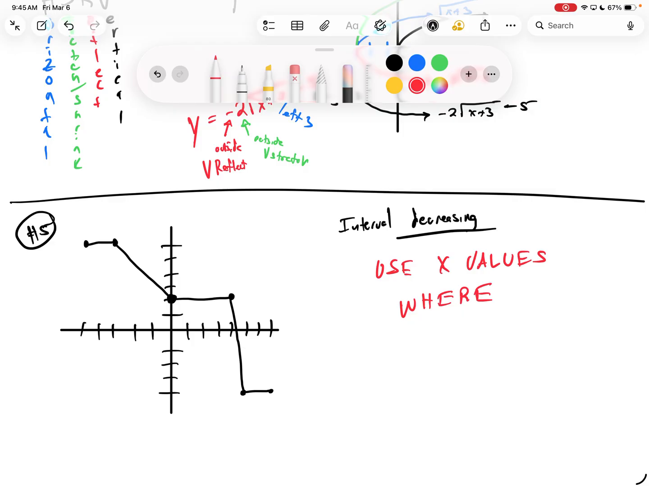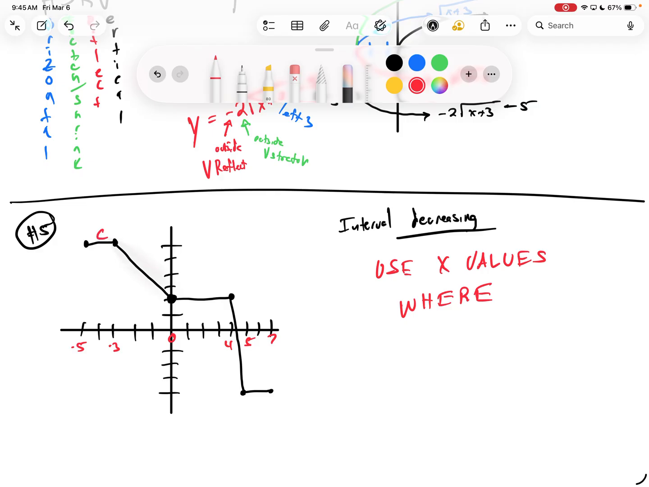So all these spots right here, this was -5, -3. That's 0, obviously. That's 4. That's 5 and 7. Okay. That's the numbers we're going to need. So we only care where it's increasing and decreasing. We do not care how much.